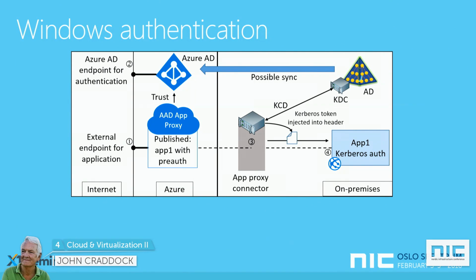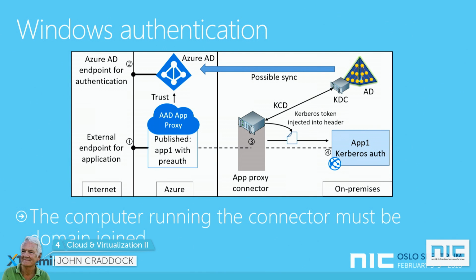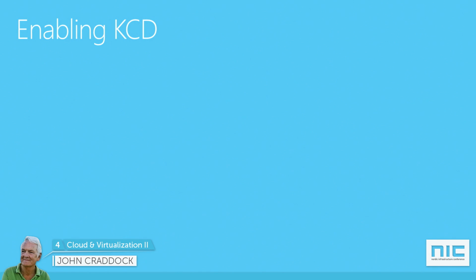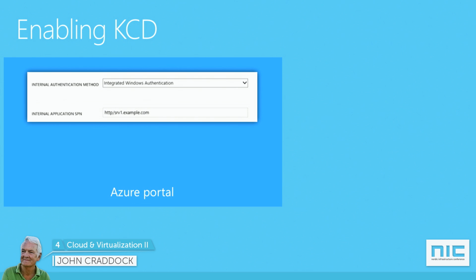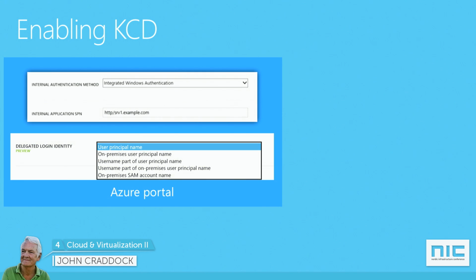Right? And if you think that sounds dangerous, perhaps it is. But perhaps you should look at what Kerberos constrained delegation is all about. That's how it works. Right? But we need to set it up. So the connector's got to be domain joined, and we will need to establish Kerberos constrained delegation. So enabling KDC, what we need to do is in the Azure portal, we need to say use integrated Windows authentication internally. We can also use delegated logon identity.